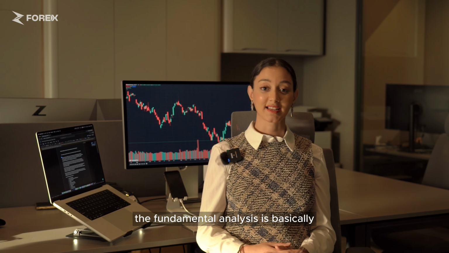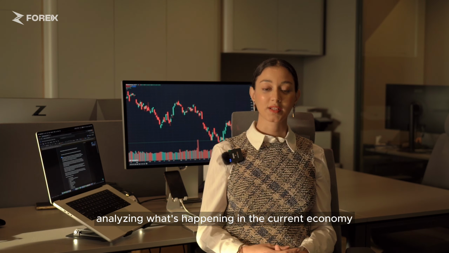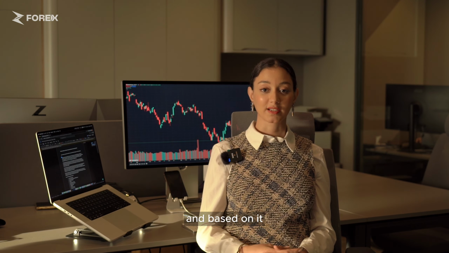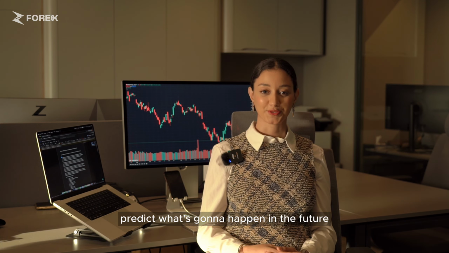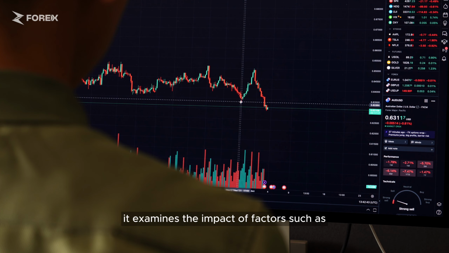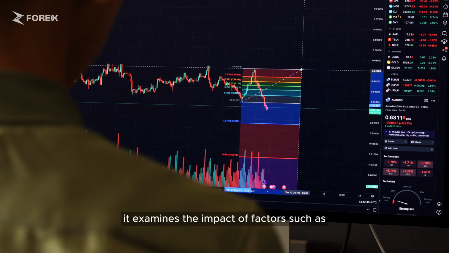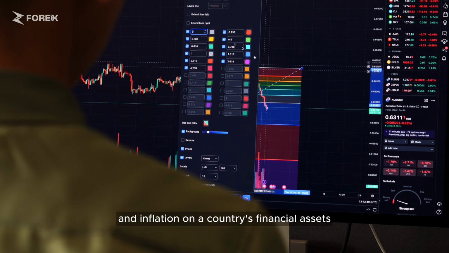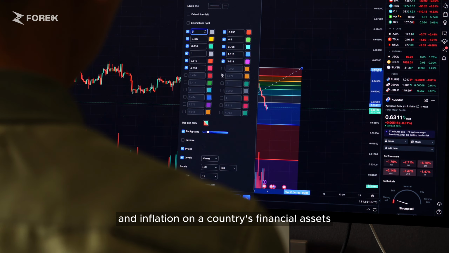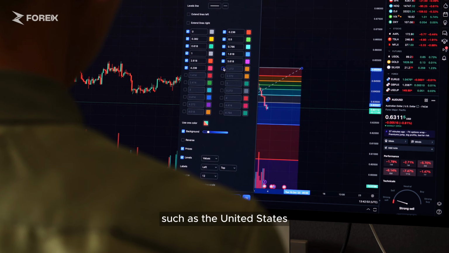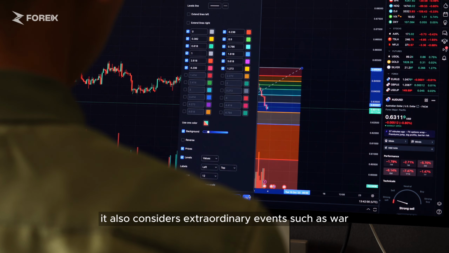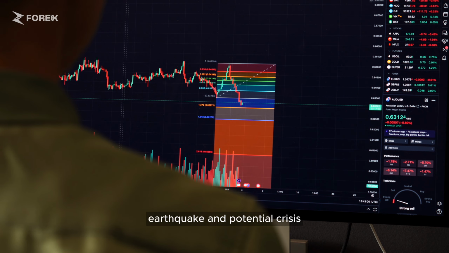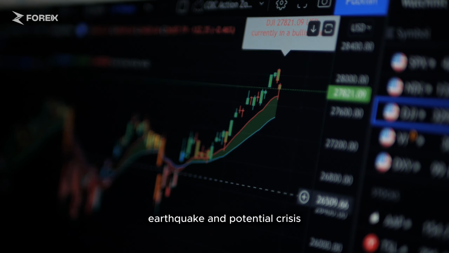The fundamental analysis is basically analyzing what's happening in the current economy and what's happening in the markets, and based on it, predict what's going to happen in the future. For example, it examines the impact of factors such as economic growth, unemployment rates, and inflation on a country's financial assets, such as the United States. It also considers extraordinary events such as war, earthquake, and potential crisis.